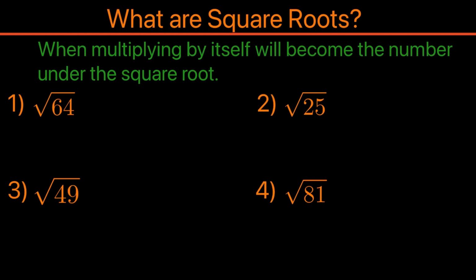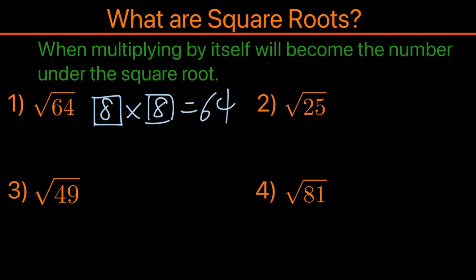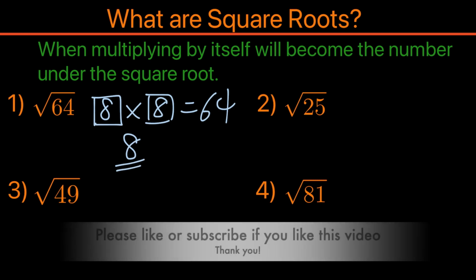First example, we have a square root of 64. So what number times by itself would become 64? And we can tell that 8 times 8 equals 64, so the answer would be 8.